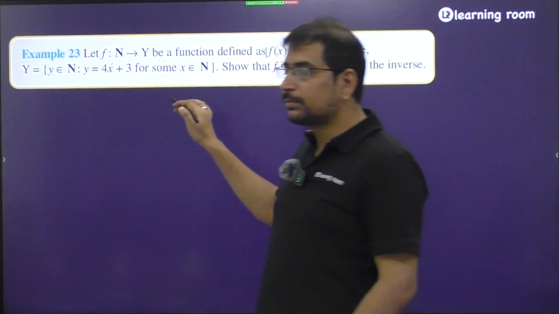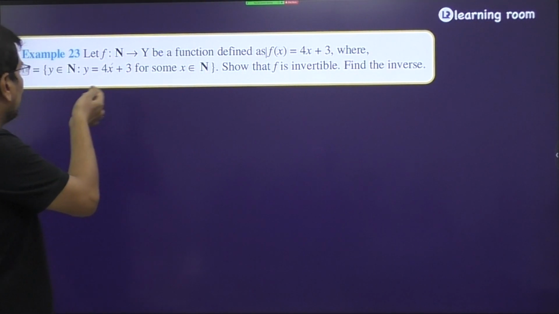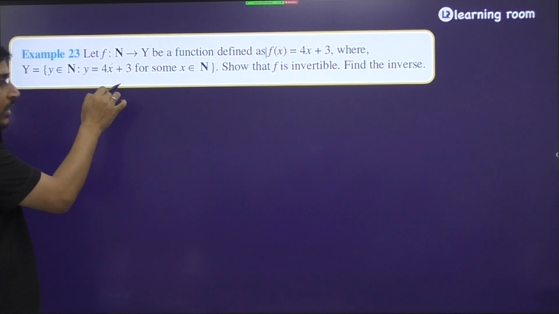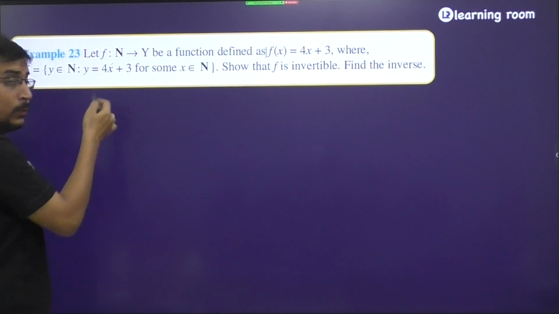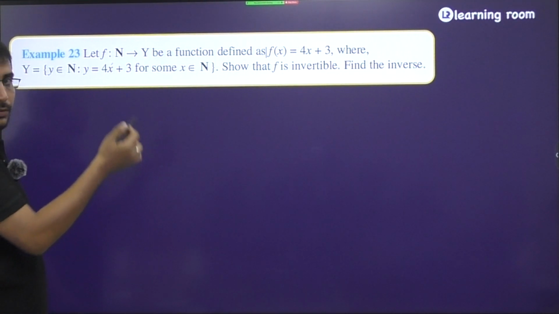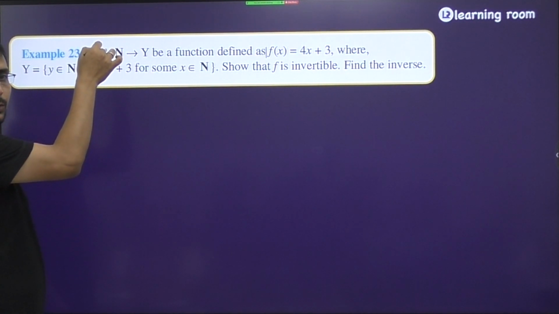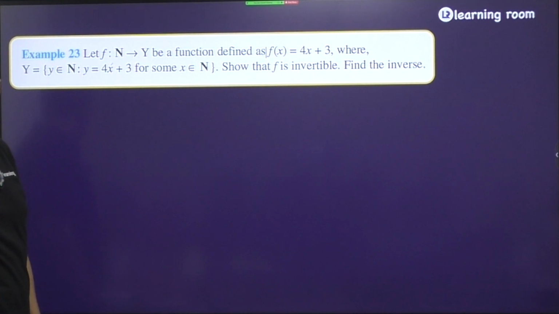So f is a function which is mapped from the natural number set to some set y. So what does y consist of? Let's see. So y is equal to 4x plus 3 for some x that belongs to the natural numbers. So where will the value start from? The first value, when you put x is equal to 1 here, what is the first value that will start in set y? 7. Then you will have 8, 9, like that, it keeps on going.